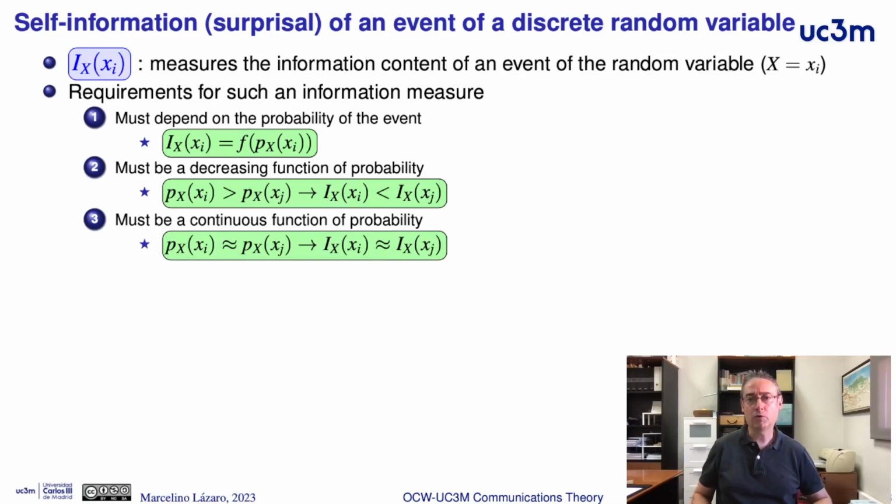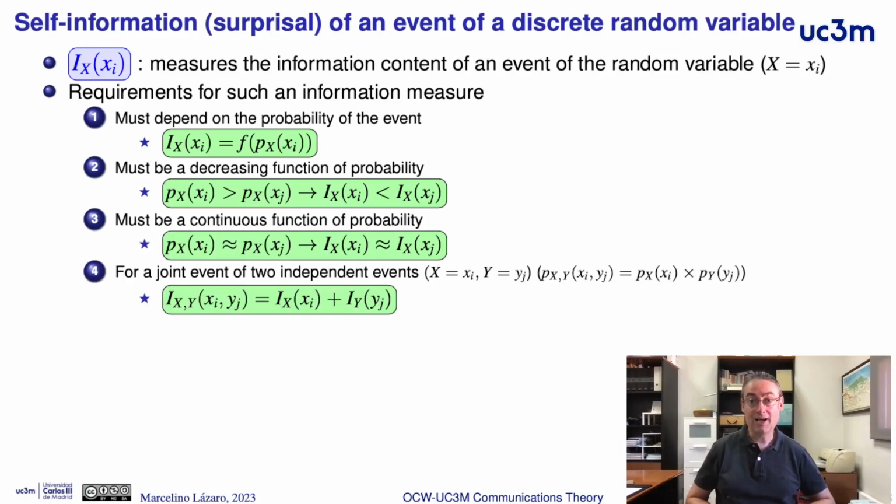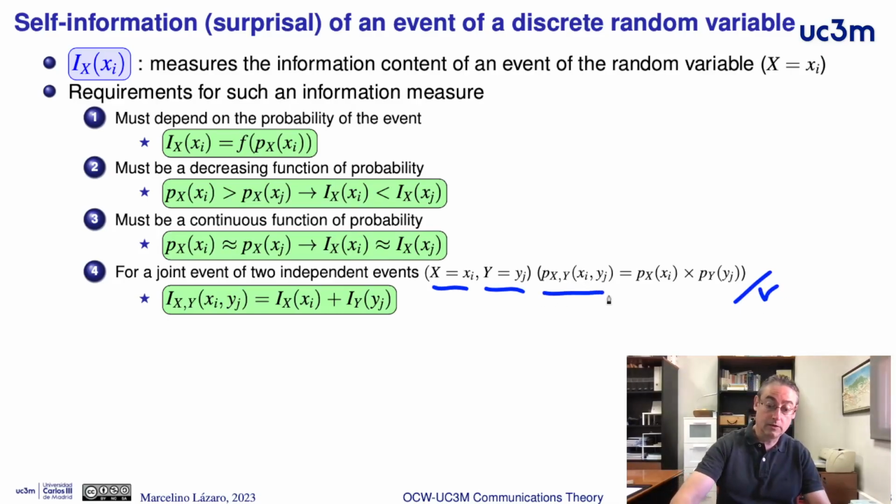And the final requirement is that if we have a joint event that joins two independent events, the event x equal to xi and y equal to yj, then the information must be additive. Taking into account that for independent events, the joint probability is equal to the product of the marginal probabilities, this means that the information measure must be additive under the product.